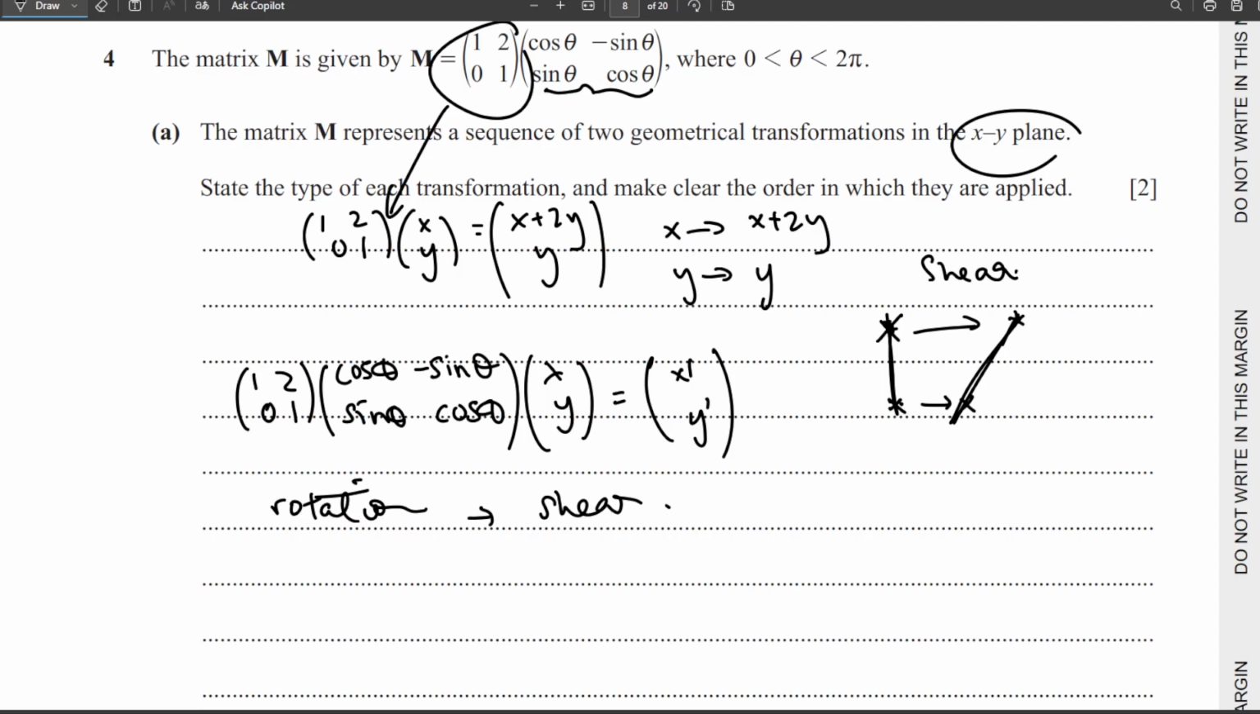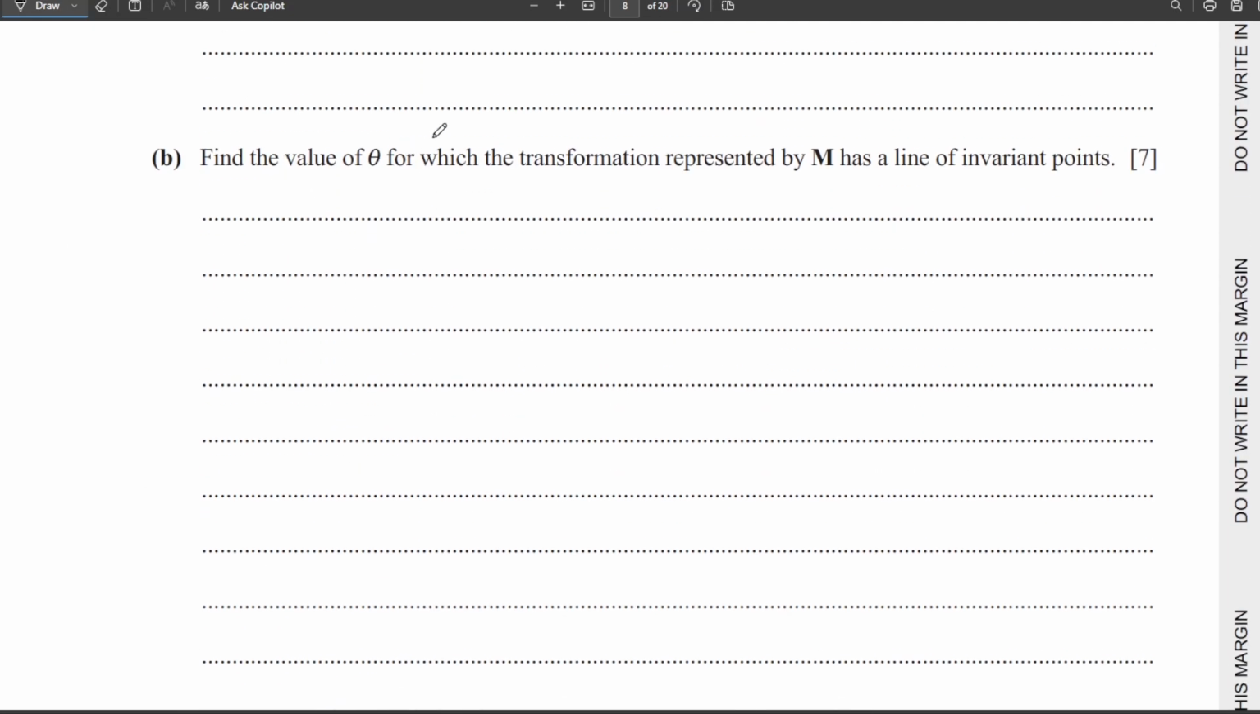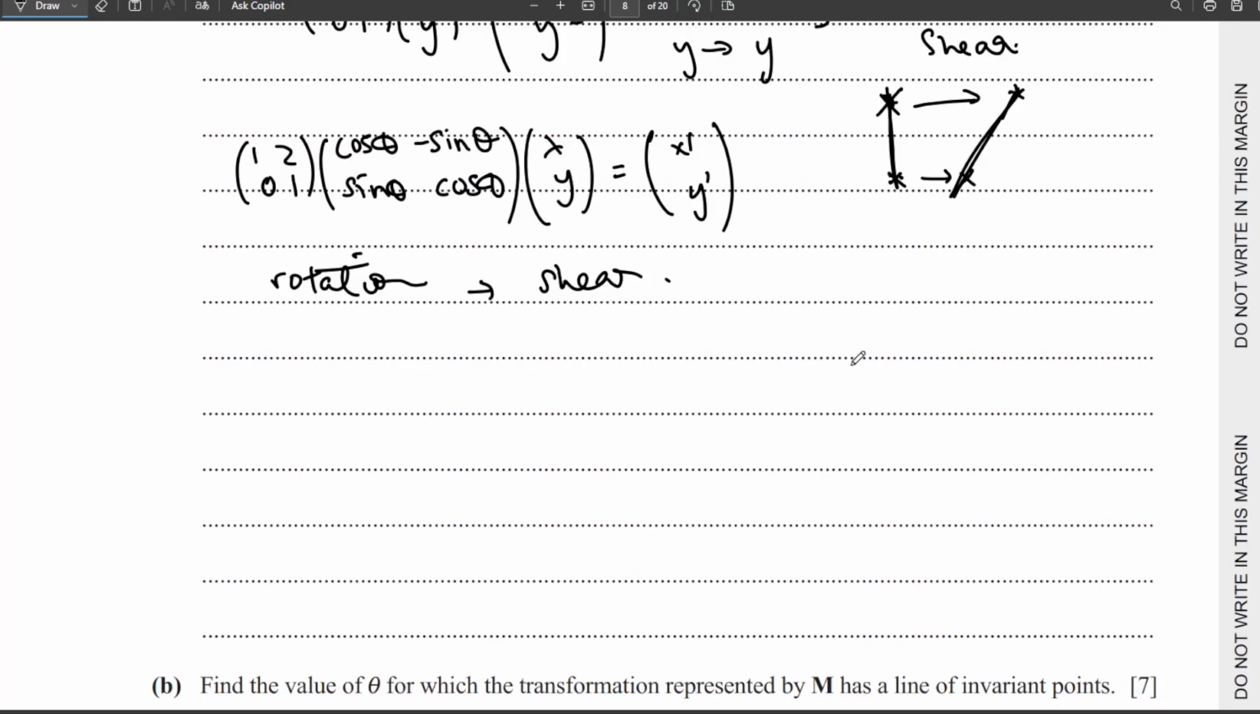Okay, so that's the two types of transformation, and that's the order in which they are applied. So 2 marks. Make sure the order and also the two different transformations are written correctly. Now part B, we want to find the value of theta for which the transformation represented by M has a line of invariant points.